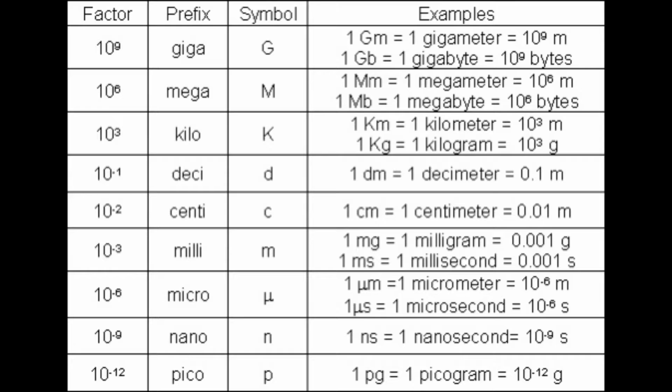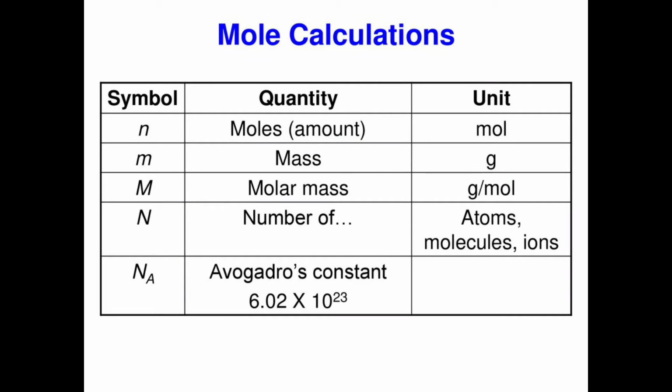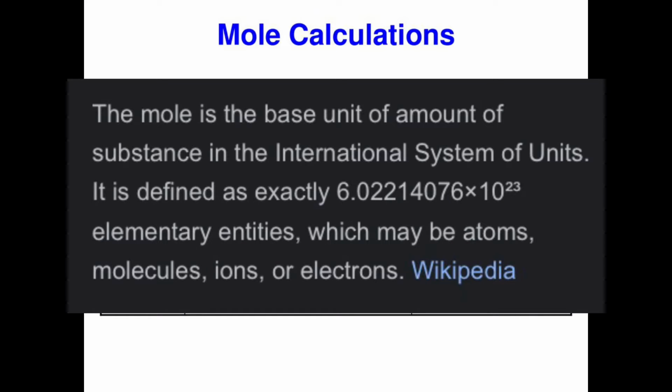There's another important unit of measure in chemistry that we will be using a lot, which is moles. What mole? That mole? No, this mole. The mole is basically the base unit, which is defined as exactly that number that I can't read out right there, and it can be used for counting atoms, molecules, ions, or electrons.